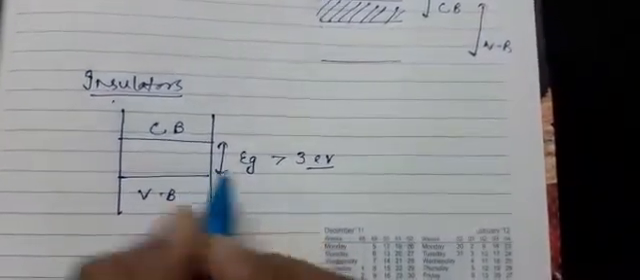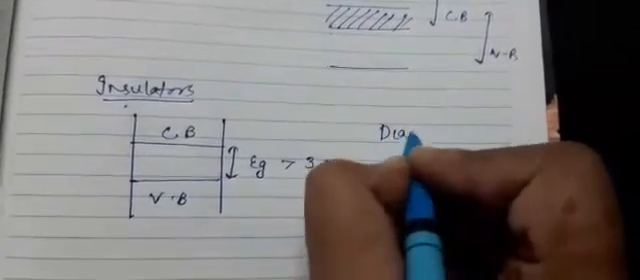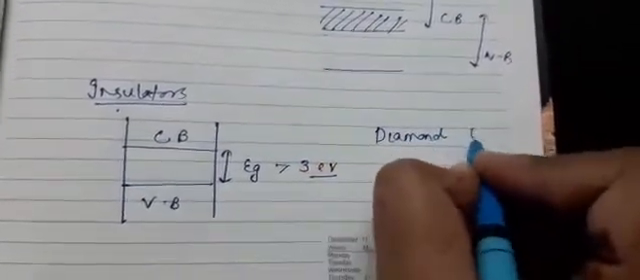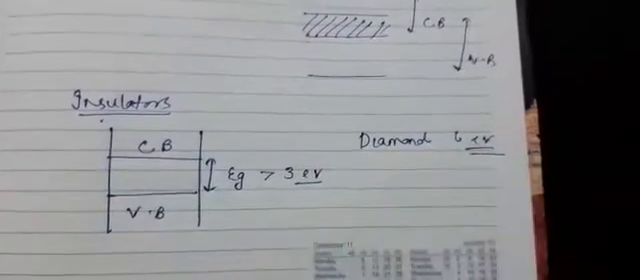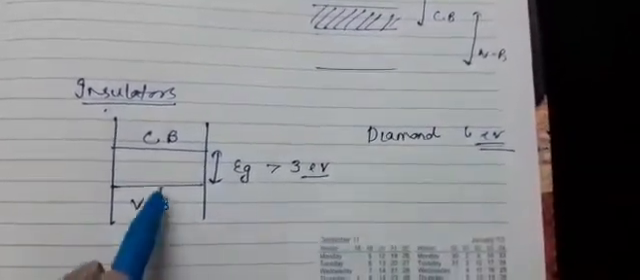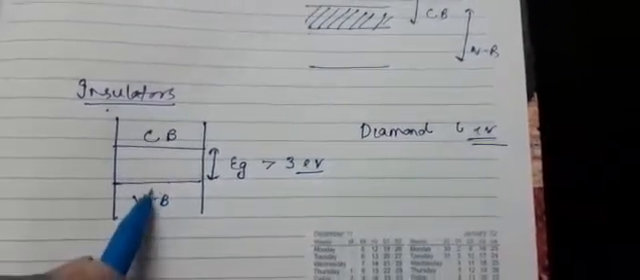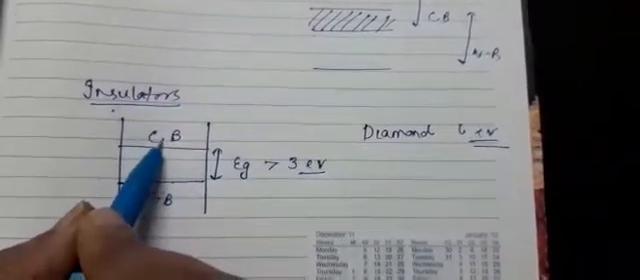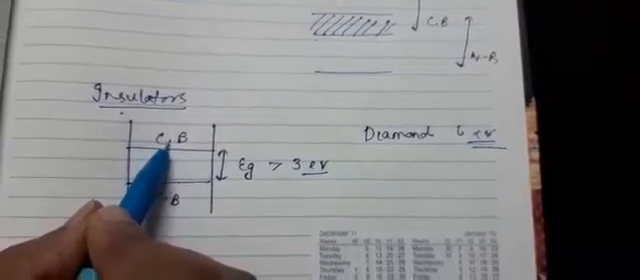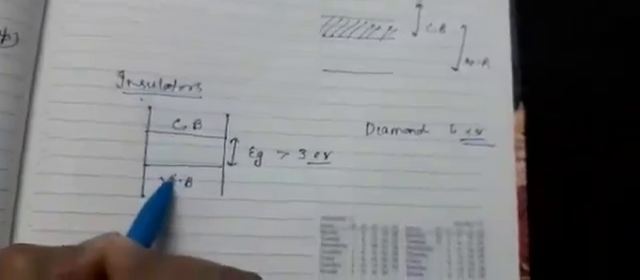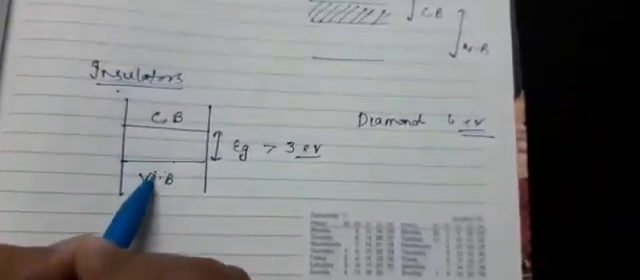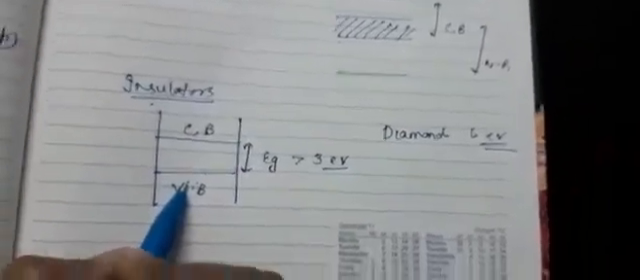One example of an insulator is diamond. Diamond has a band gap energy of 6 electron volt. So it means an electron will be free to come for conduction in the conduction band only when it gains a very large amount of energy. That's why the valence band and conduction band are separated by a large distance, so that much energy is required, which is electrically not possible.